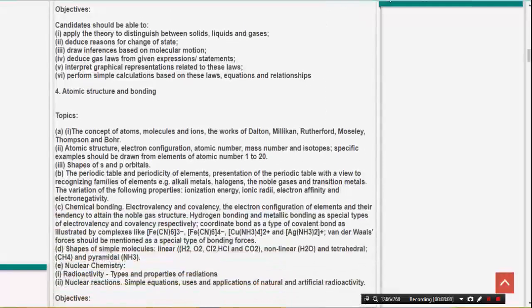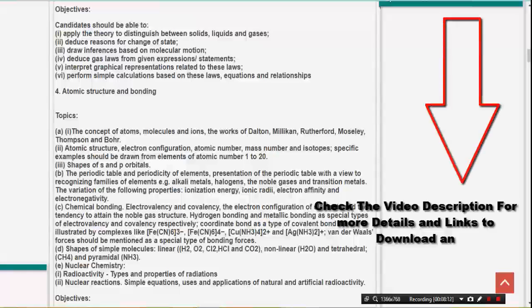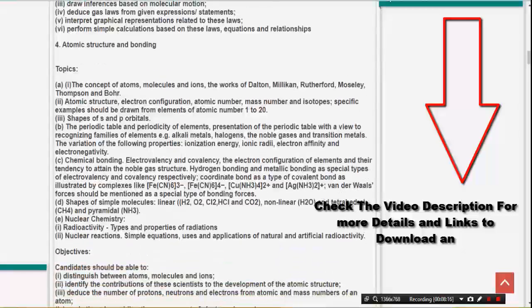Section 4 is atomic structure and bonding. The topics in that section are the concept of atoms, molecules, and ions, the works of Dalton, Millikan, Rutherford, Moseley, Thomson, and Bohr.